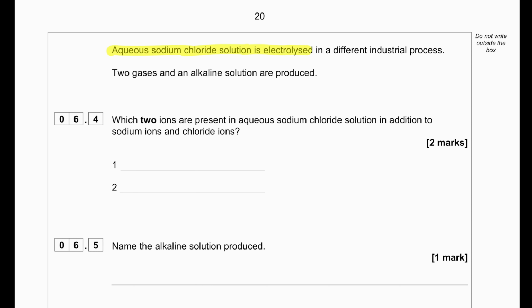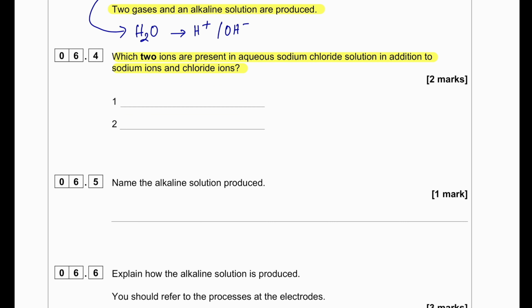Aqueous sodium chloride solution is electrolyzed in a different industrial process. Two gases and an alkaline solution are produced. Which two ions are present in aqueous sodium chloride solution in addition to the sodium ions and chloride ions? We have to understand that when we say aqueous, that means we have water present. That means water will split into H plus ions and OH minus ions.